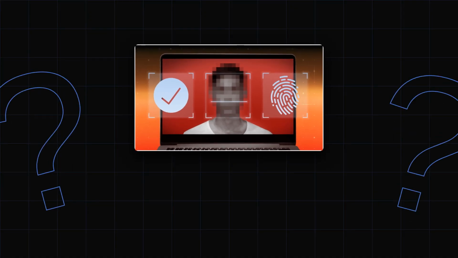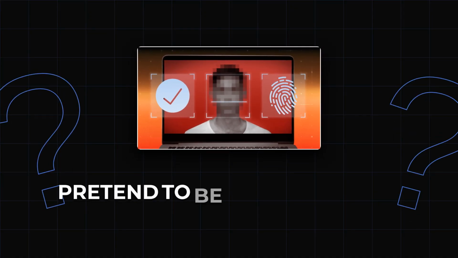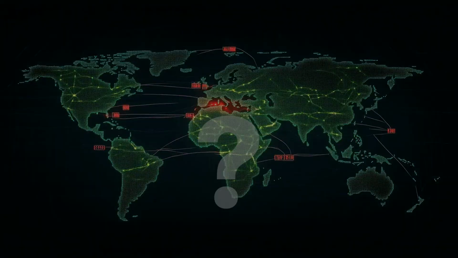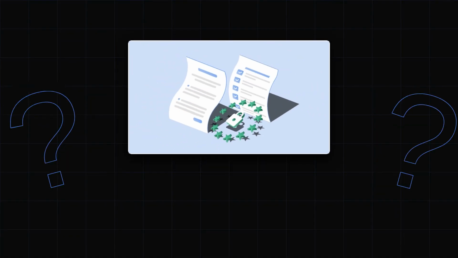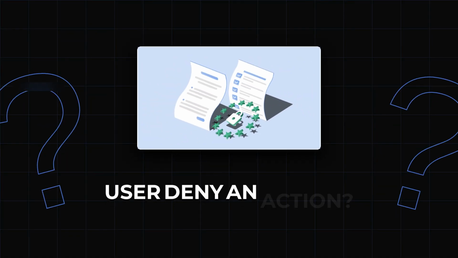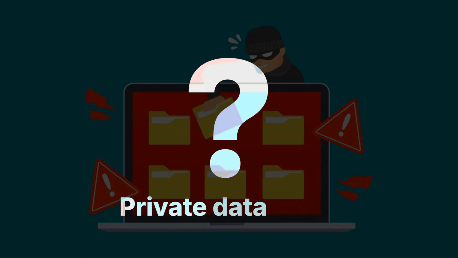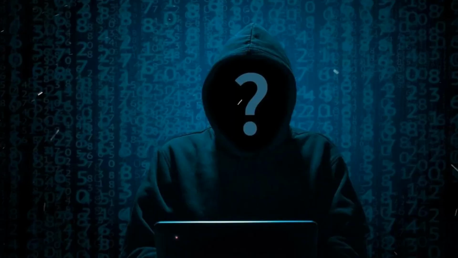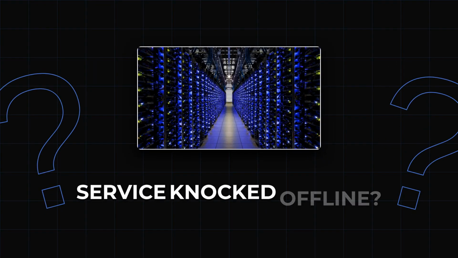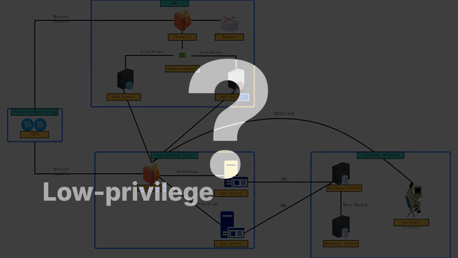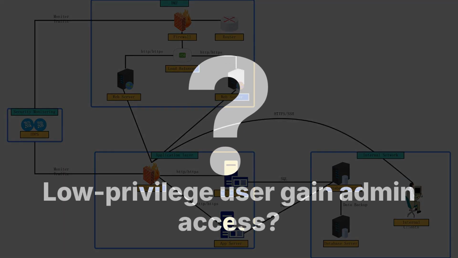Does this component allow someone to pretend to be someone else? Spoofing. Can data be changed in transit? Tampering. Can a user deny an action they took? Repudiation. Can private data leak out? Information disclosure. Can the service be knocked offline? Denial of service.